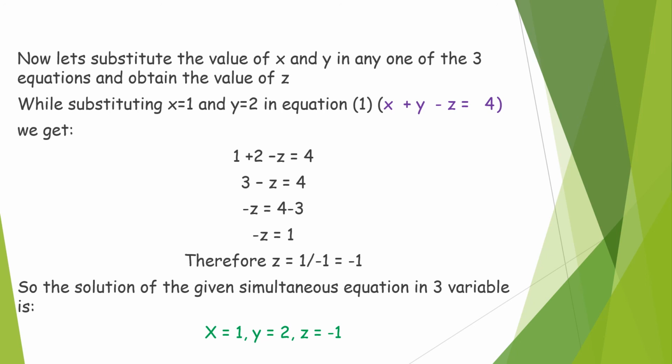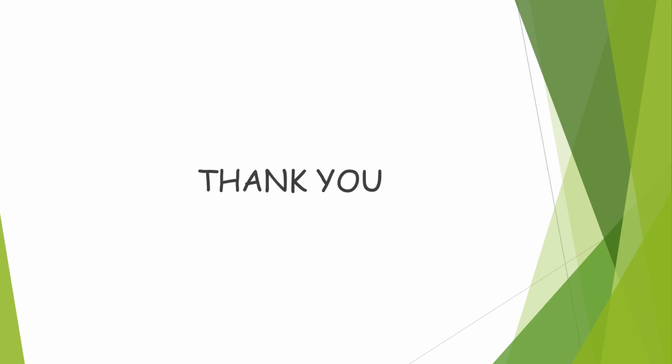So here we get the solution to the simultaneous equation in three variables, that is the value of x is equal to 1, y is equal to 2 and z is equal to negative 1. Like this we solve a simultaneous equation in three unknowns.